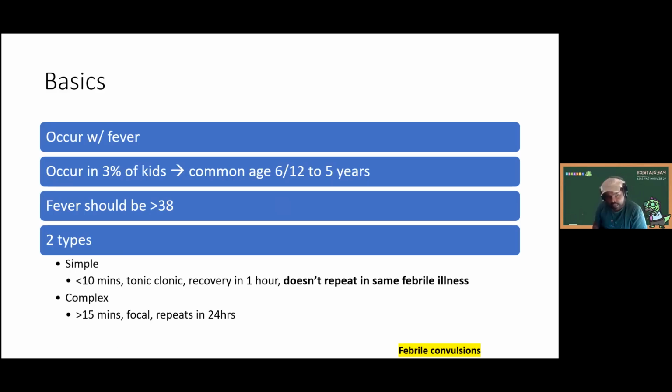And lastly, now we have febrile convulsions. So the main thing to know is they occur with a fever. They're common, so generally present from 6 months to 5 years. The fever should generally be above 38, and we have two different types.